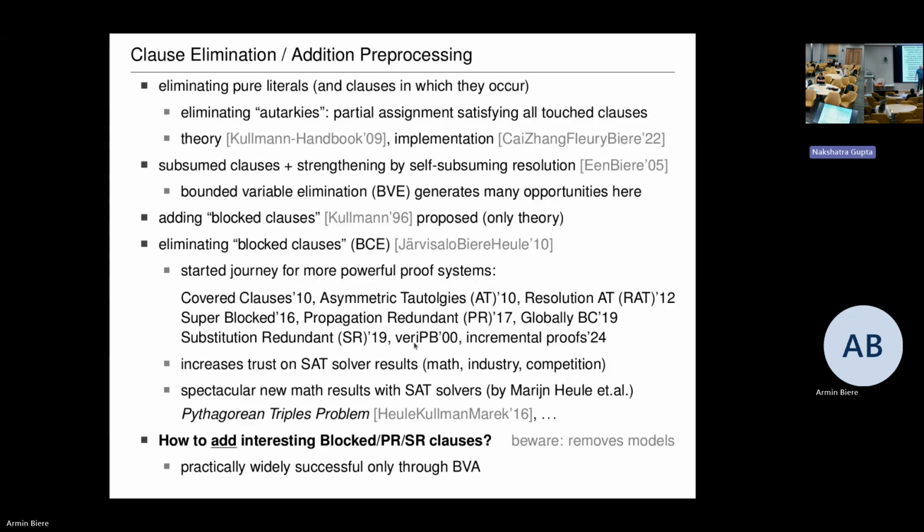And last but not least, we showed how you can extend this to incremental proofs, which are, of course, very important because, as we discussed yesterday with Alex, in industrial applications you mostly have incremental calls to a SAT solver. So this increases the trust in industry and also in competitions. So you hardly have what we call discrepancies, solvers which disagree on whether something is SAT or UNSAT.